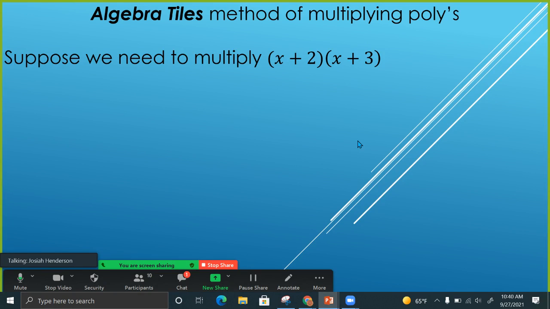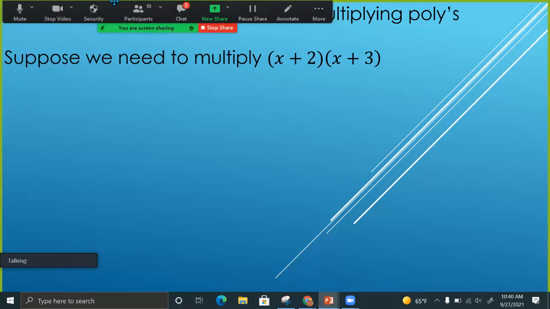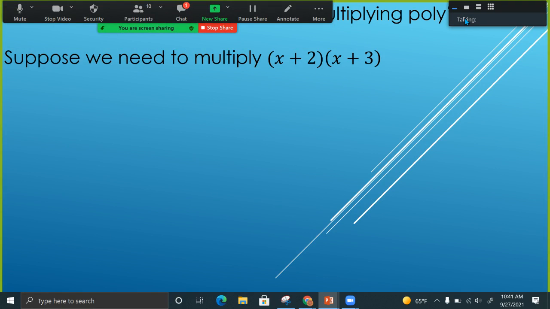Suppose we need to multiply these two binomials together, x plus 2 times x plus 3. So we can do it the way we've been doing it in the last 7 examples. Just multiply everything in the first parentheses to everything in the second parentheses. Or we can try using the algebra tiles method. All right, I'm going to cover that up to move that out of the way. So here's how we do it with the algebra tiles method. We're going to draw out on paper or on my screen here, x plus 2. And then we're going to draw on the side x plus 3. So here's how we do that.